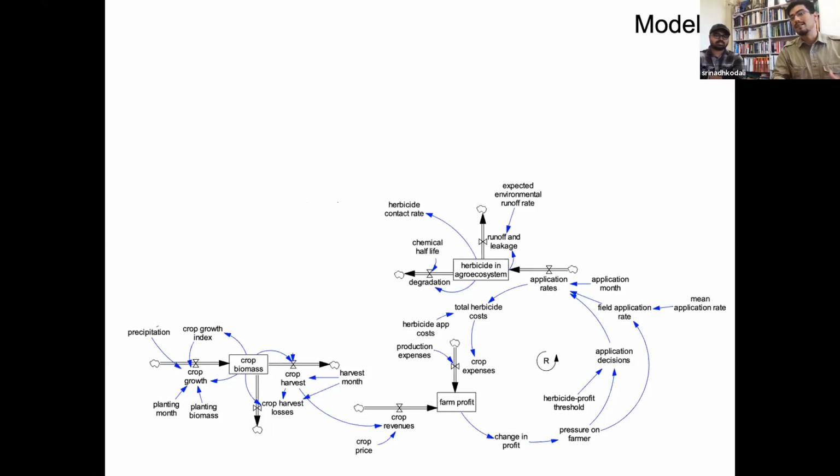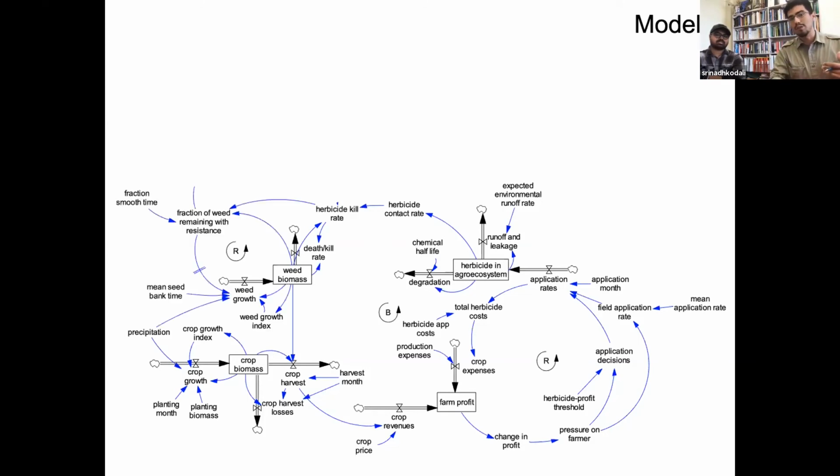Now, the herbicide in itself can go to one of three places. It can run off, it can degrade, or what we're more concerned about right now is the contact between the herbicide and the plant. Whatever the herbicide contacts with is going to kill a proportional amount of the plants in the field, and that's going to create a balancing loop. Whatever plants are still on the field are going to develop that resistance that Shri was talking about, and over a period of time, the fractions of weeds remaining with resistance is going to lead into further weed growth, which is going to expand the weed biomass.